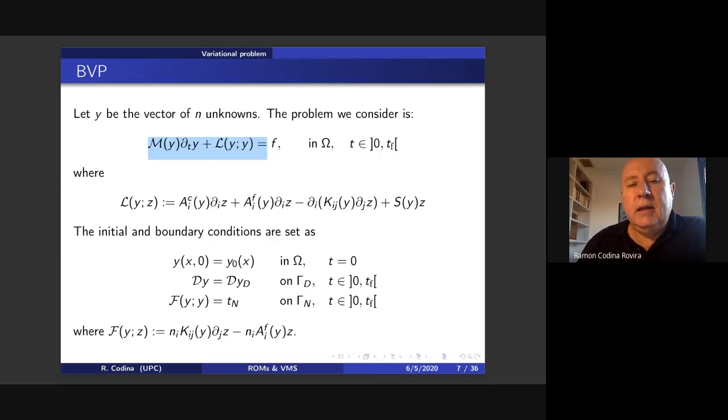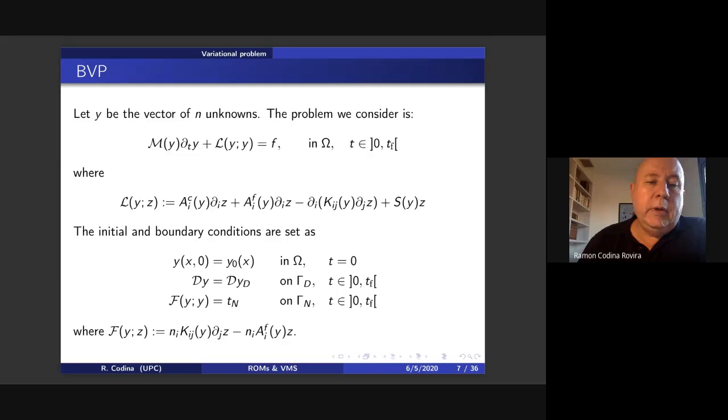And then we have an operator that is in general nonlinear, but is linear in the second slot. That's why I have written L with two slots, one to account for the nonlinearities, and the second slot that is linear, okay? And that's equal to a forcing term F. And in general, this operator L is an operator of second order.